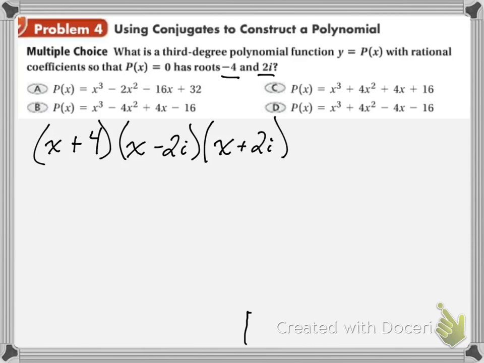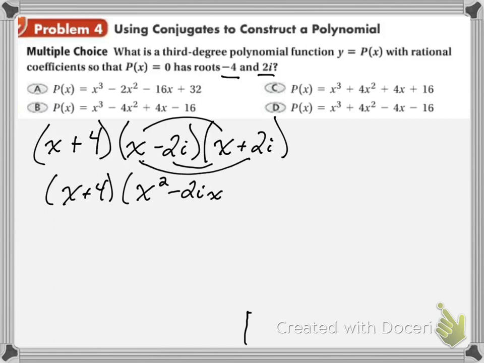Now, how I would start this is I would get rid of the i's first or the radicals first, depending on what you have. It makes life easier. Again, FOIL. So leave x plus 4 in front. You get x squared. That's your first. Outer is positive 2ix, inner is negative 2ix, and again, that's going to cancel. And last is negative 4i squared.